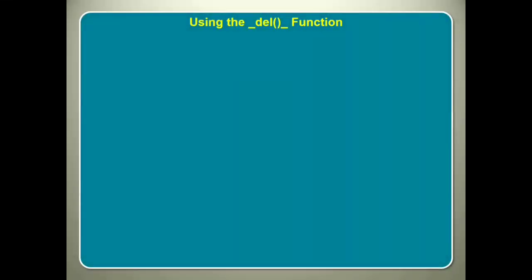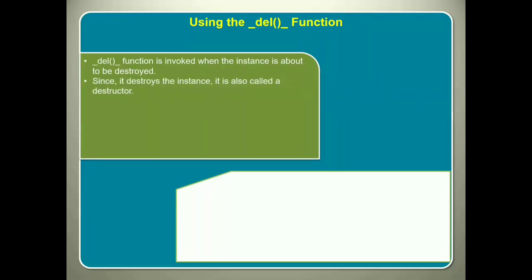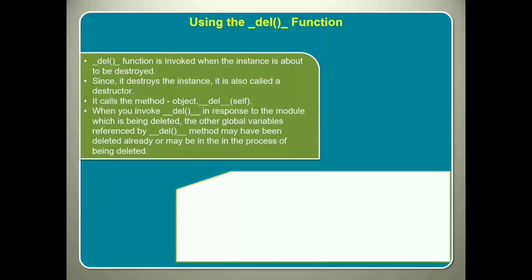Let us now learn about using the __del__ function. You invoke this function when the instance is about to be destroyed. In other words, it destroys the instance and hence it is also called a destructor. It calls the method object.__del__. When you invoke the __del__ function in response to the module being deleted, it so happens that the other global variables referenced by the __del__ method may have been deleted already or may be in the process of being deleted. In order to understand the concept, consider the example of class marks whose instance is M1.